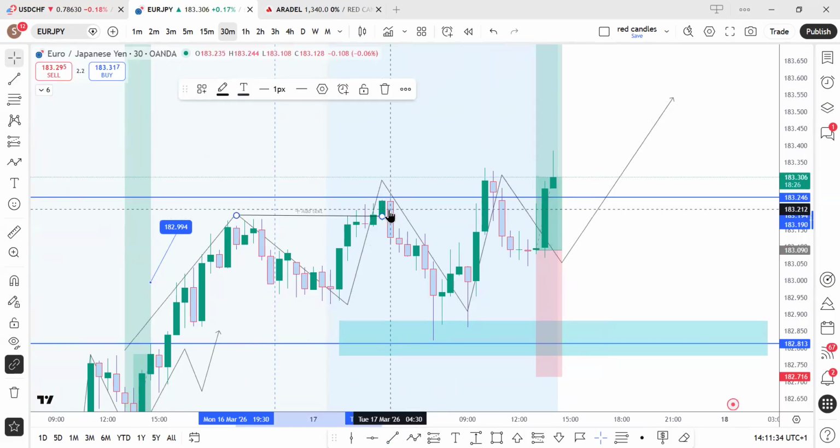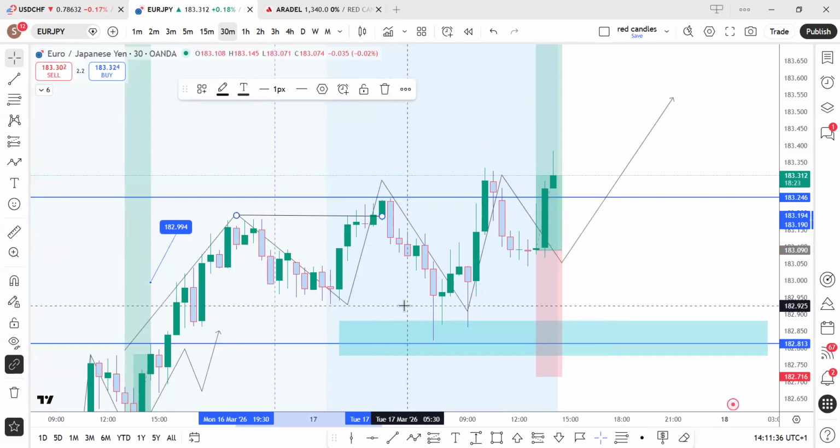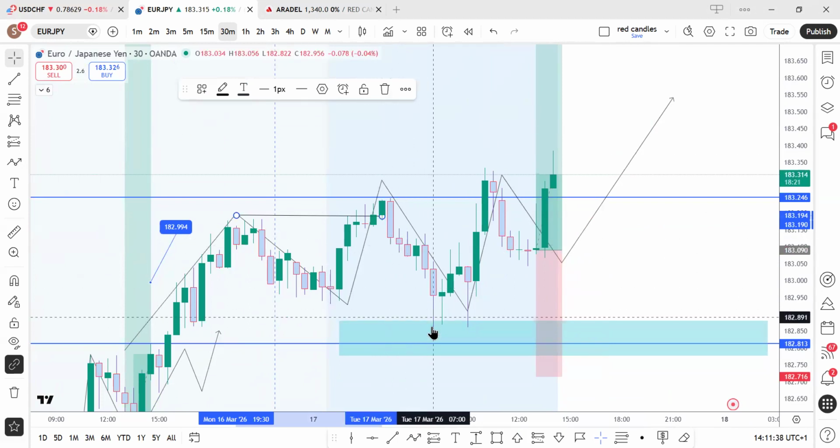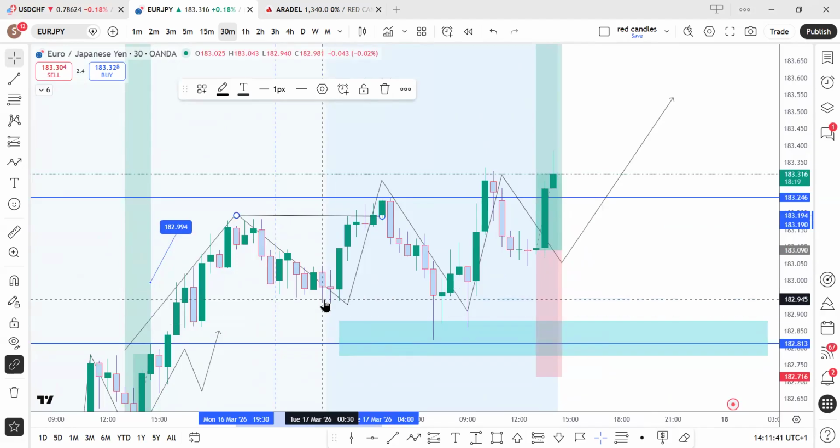Then after the break of structure, what do you expect? You expect a pullback. And it pulled back. This one was even a very deep pullback. And it wicked these lows here.